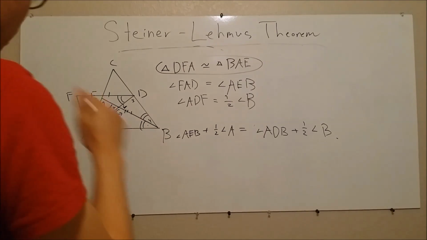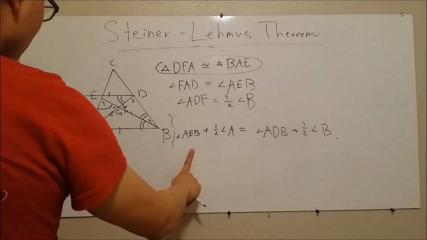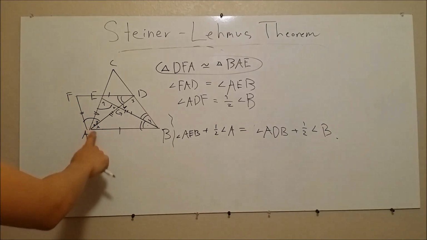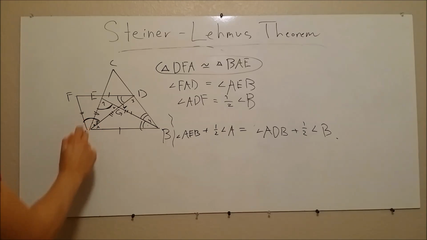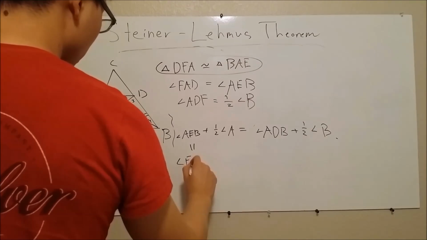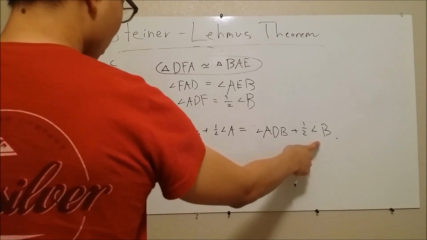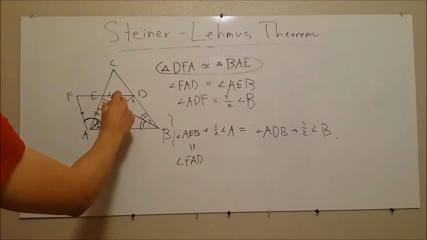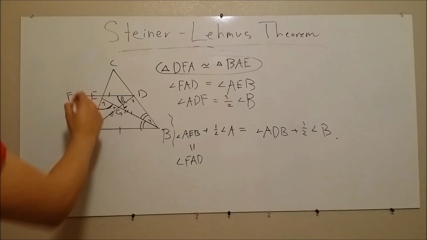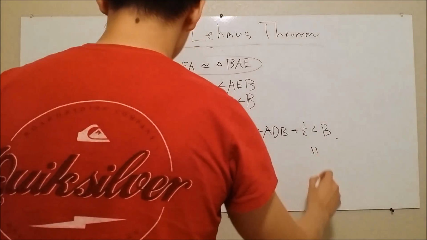Alright, so now let's take a look at our diagram here. We can make a couple of substitutions. Angle AEB, right here. This angle we've drawn here, we already know it's equal to FAD. So let's write that. But we see here this angle half B, we see that it's equal to ADF, right here. You see that angle? So let's write that there.